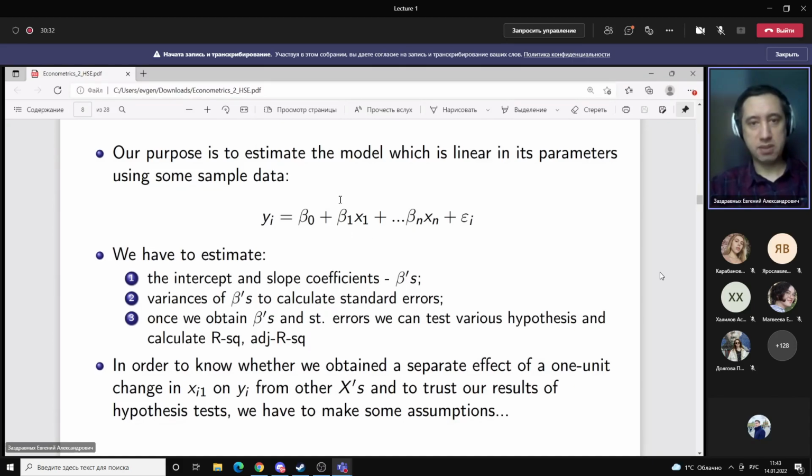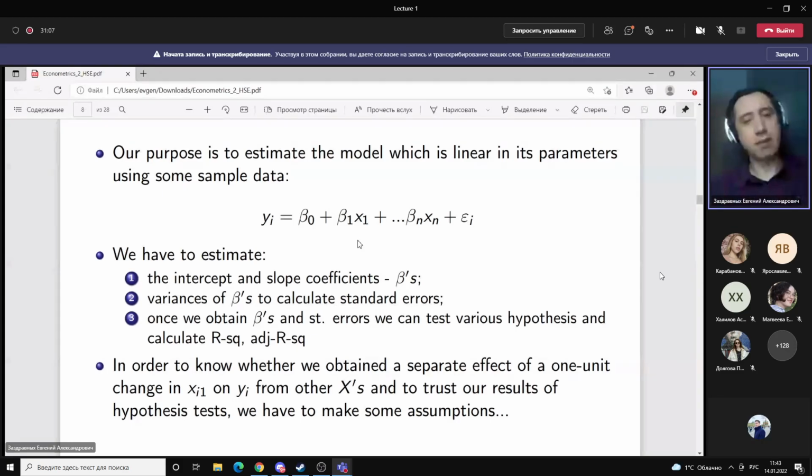Well, I want to separate the effect of x1 from other independent variables. For sure, I can estimate a linear regression, but how can I check whether my beta indeed shows a relationship between x and y? Or how can I check whether I can trust the results of my hypothesis tests? To check whether we can trust our results requires some assumptions.